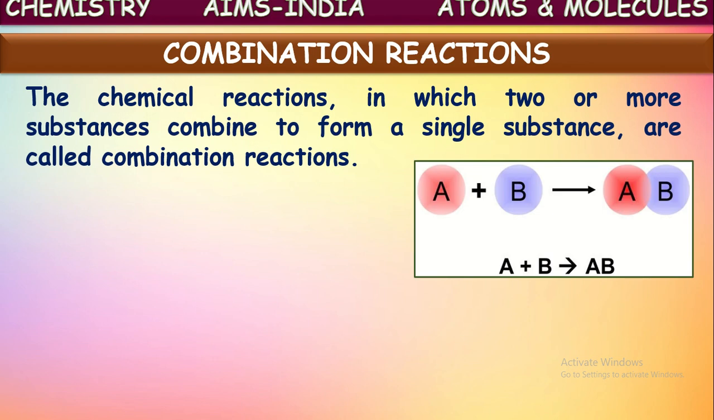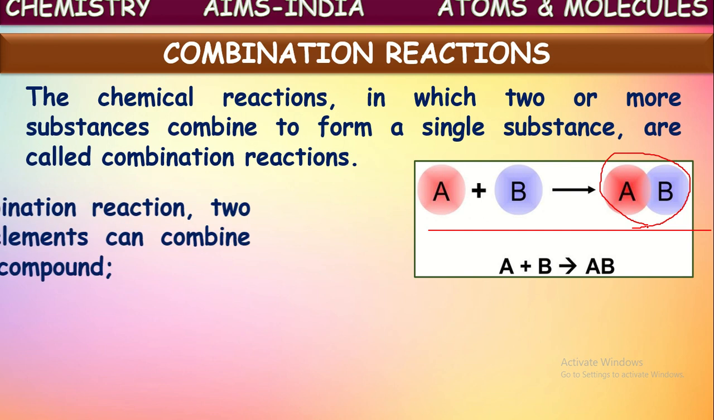See the example they have given. Suppose A is a chemical substance and B is also a chemical substance. When these two combine in a chemical reaction, if they form a new product which is a single substance AB, then that reaction is said to be a chemical combination reaction. Initially there are two individual substances. Finally they form a single substance as product. Such chemical reactions are said to be combination reactions.